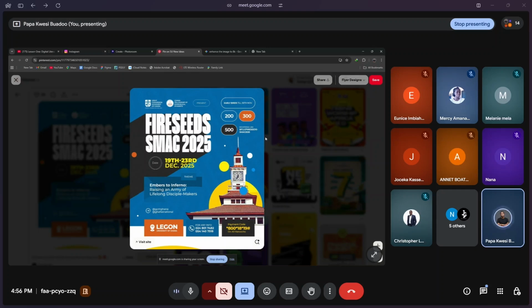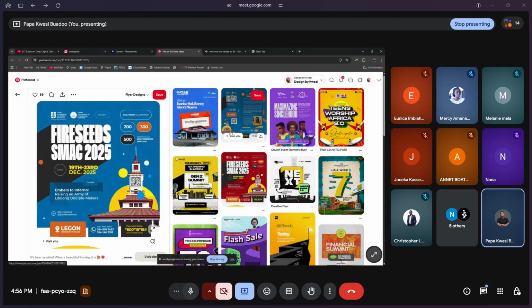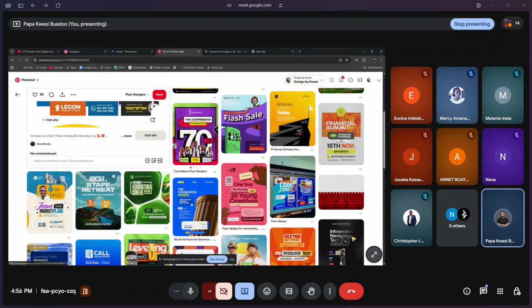So a design must have all these things. Although there's also something we call an exception to the rule: it's not always that you must follow the rules of design. Sometimes you must go outside those rules to come up with the best design possible. Let's see if we can study another design.